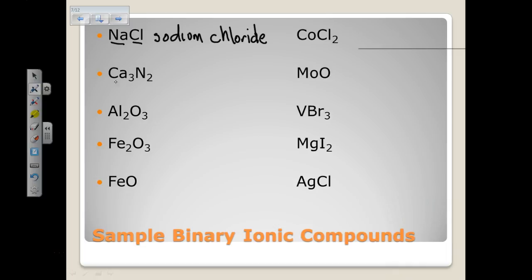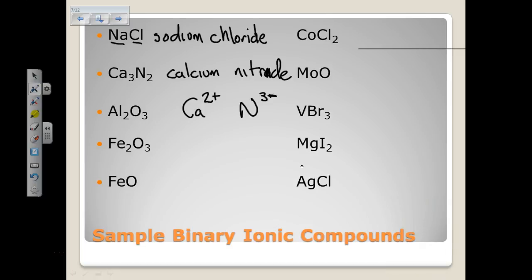So this is, again, calcium and nitrogen. So this is the calcium ion and the nitride ion. So it's calcium nitride. Notice we are not putting any prefixes here, because the reason why is because calcium always has a 2+ charge. Nitrogen always has a 3- charge.